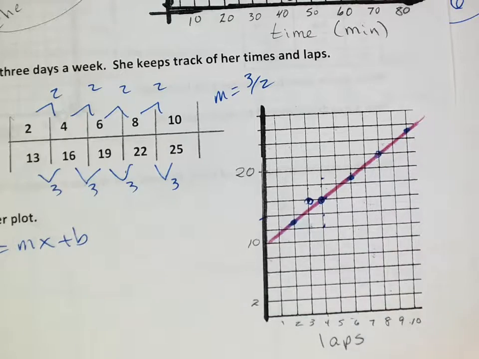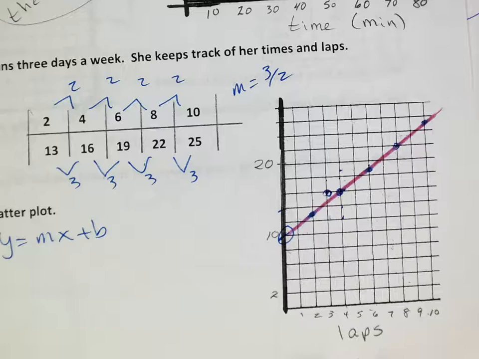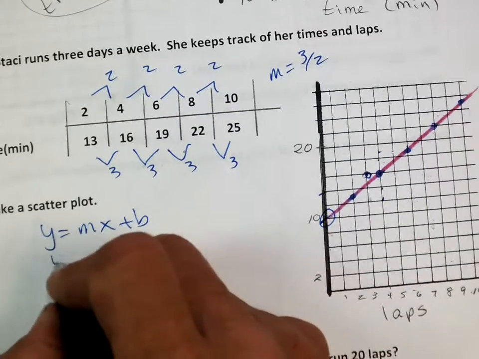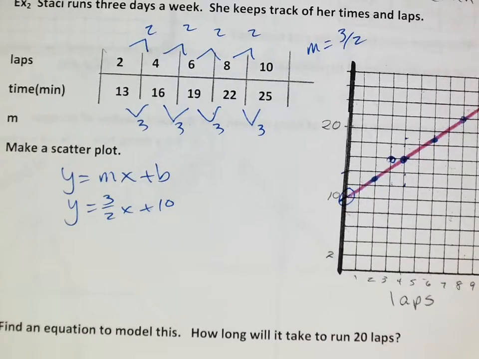Okay, so we've got my slope. What's my y-intercept? Sure looks like it's 10, doesn't it? So I could say, okay, maybe it's y equals 3/2 x plus 10. All right. Now, is that accurate?